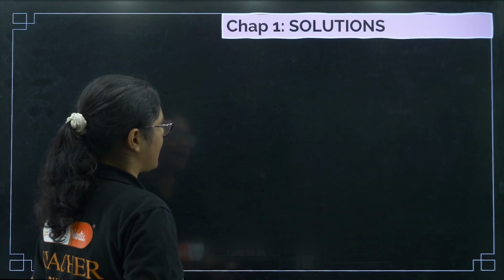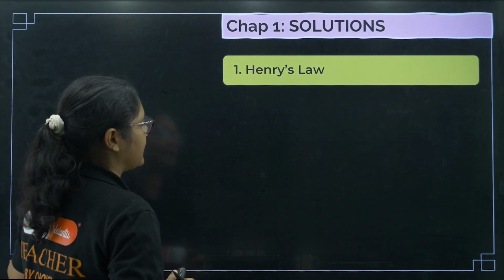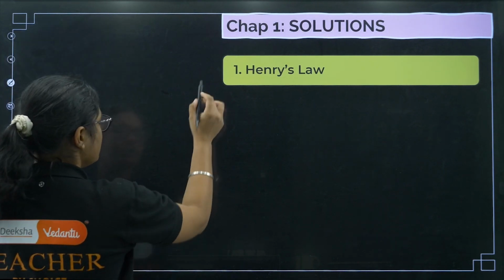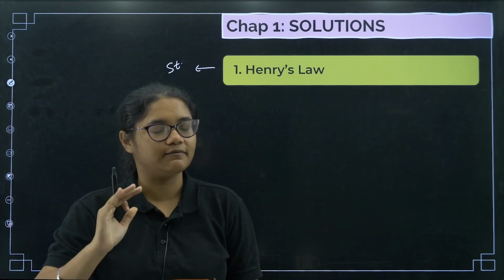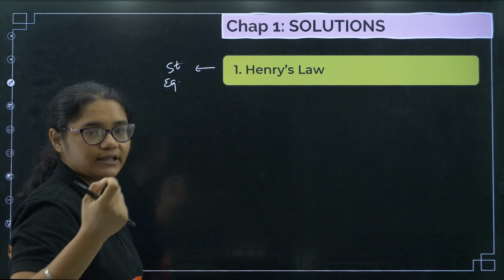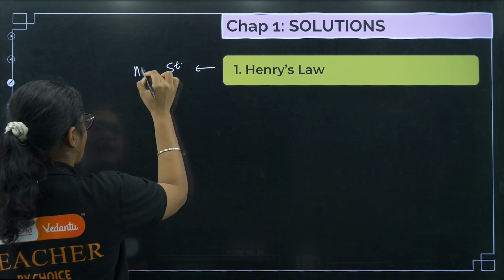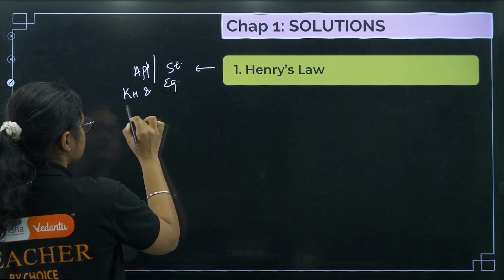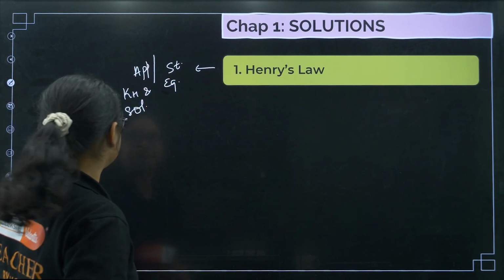The first chapter we have is Solutions, right? Under Solutions, first we have Henry's law. What all things do you need to study in Henry's law? First of all, you need to know the statement. Please make sure that you learn the exact statement given in NCERT, and you should know its equation and what the different terms in the equation stand for. Apart from this, you should know the applications of Henry's law, and the relation between KH and solubility, that is inversely proportional. These are the things about Henry's law.